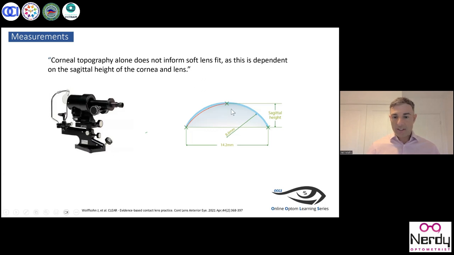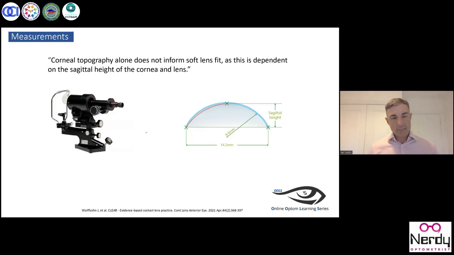And just to help, what the sagittal height means basically is how much the contact lens stands proud of the eye. And we don't often get that information from manufacturers, although there are some conversion tables out there should you want to know. And this can explain why you may get two lenses with the same base curve that actually perform very differently on eye. So we can't just go off that alone.